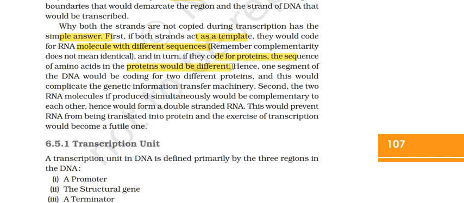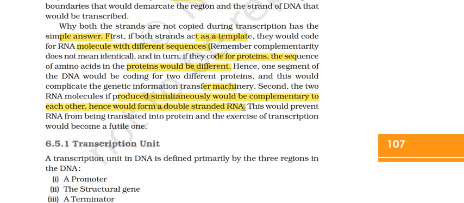क्योंकि एक DNA से दो chains आ रहे हैं, दो templates आ रहे हैं, यानी एक ही DNA segment जो है दो different proteins के लिए code करे, and this would complicate the genetic information transfer machinery. Second, the two RNA molecules if produced simultaneously would be complementary to each other, hence would form a double-stranded RNA. This would prevent RNA from being translated into protein and the exercise of transcription would become a futile one. तो फिर हम कर ही क्यों रहे हैं transcription अगर हमें वापस double-stranded RNA मिल रहा है जो बाद में it's not capable of translating into proteins.